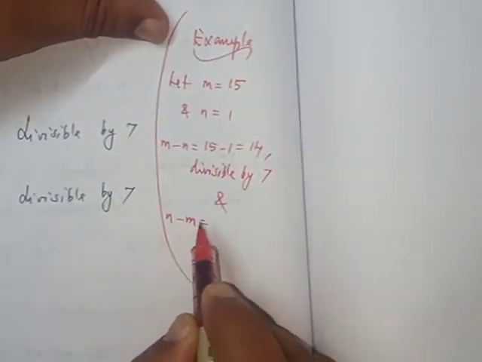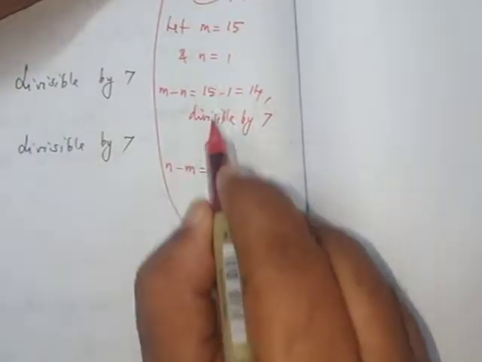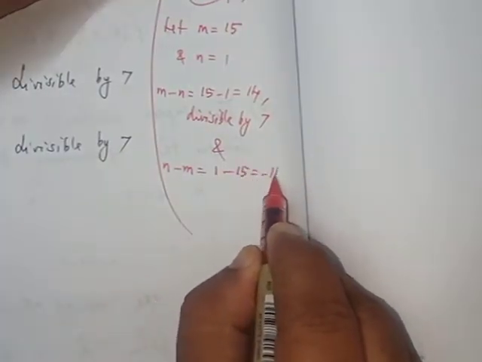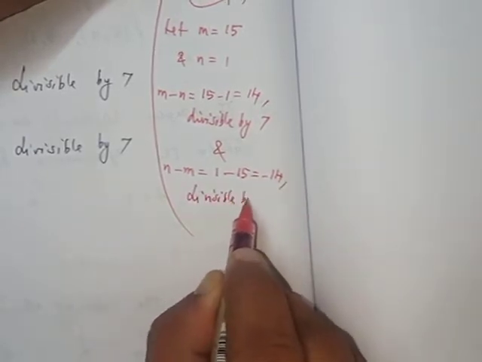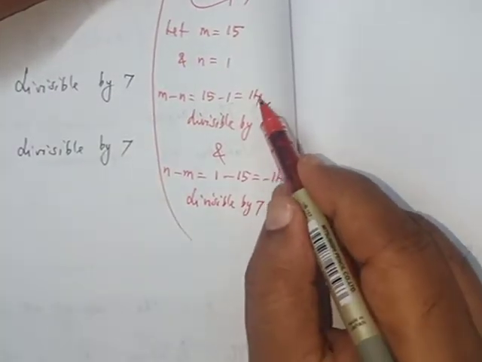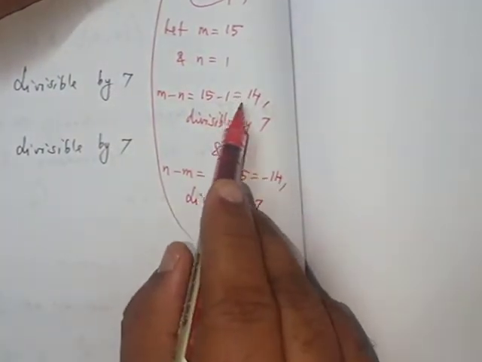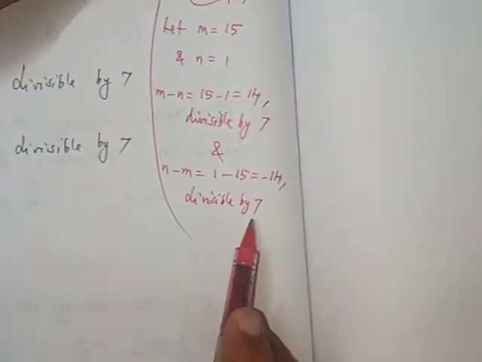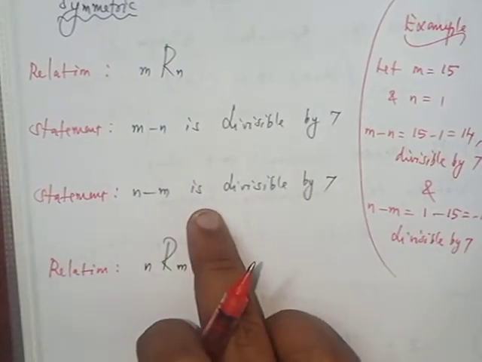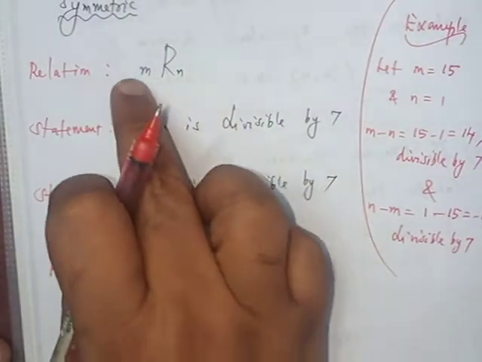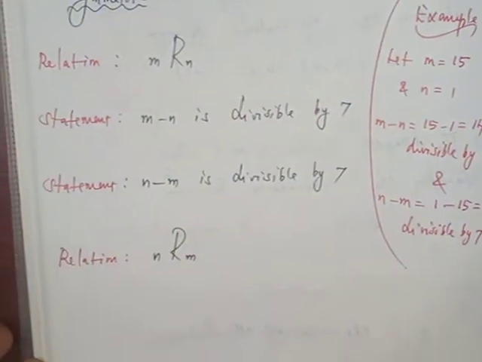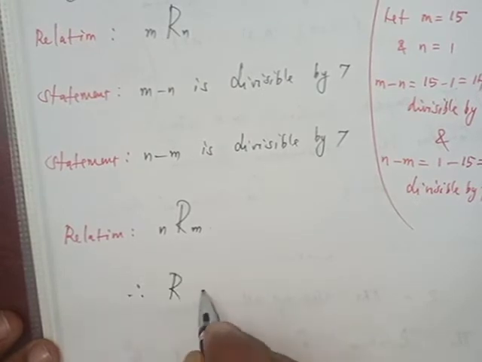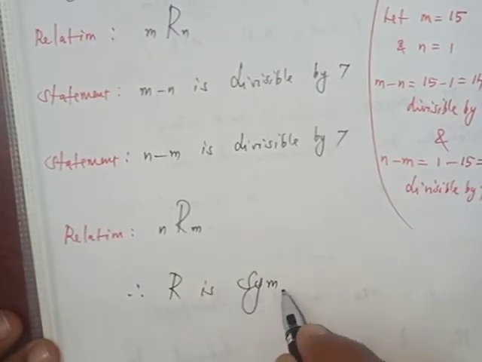What is n minus m? n is 1, m is 15, so it is minus 14. Minus 14 is also divisible by 7. It changes only sign: plus 14 here, minus 14 there. 14 is divisible by 7, minus 14 also divisible by 7. Therefore, if m minus n is divisible by 7, then n minus m is also divisible by 7. Here m is related to n, and n is related to m. Therefore, R is symmetric.